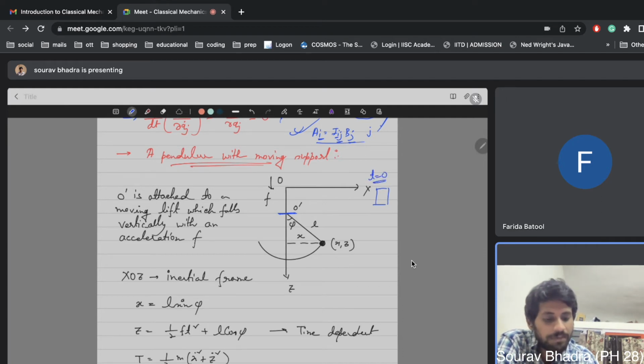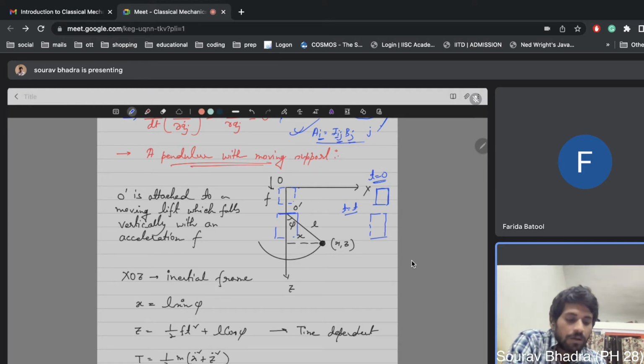At the initial time the lift was in this position. And at a time t equals to t, it has come to this position. So this is the position of the lift after some time from the initial time. Okay, so this is the problem. Now how will we solve it using the Lagrangian equation?